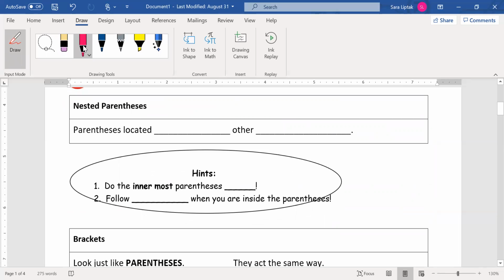Now here it says parentheses located on the first blank. I would like you to write inside. Parentheses located inside other parentheses. Write that down as well. Now I have some hints here for you, and it says do the innermost parentheses first. And we're going to do an example where I explain that in a minute.